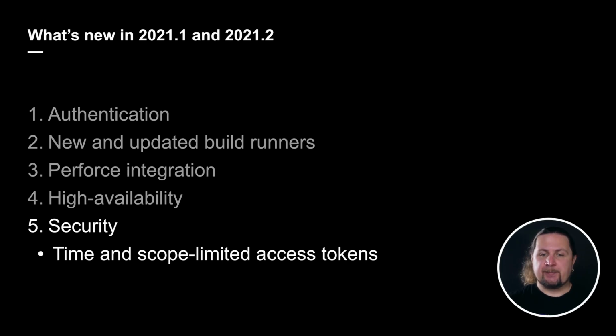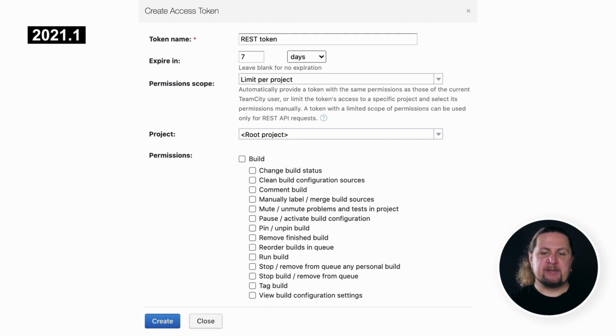Next, let's talk about security. I've already mentioned that we've added two-factor authentication, but we have many other features and bug fixes and improvements. Now you can generate access tokens that are limited in time and scope. Say that you have a script that interacts with the TeamCity API, and now you can give it just enough rights to do its job, without the fear of giving it too much power. You no longer have to remember to revoke the access after the script finished. And these are the new access tokens.